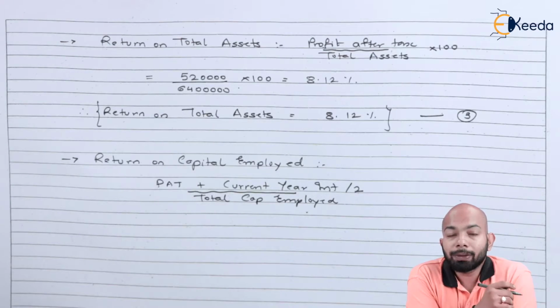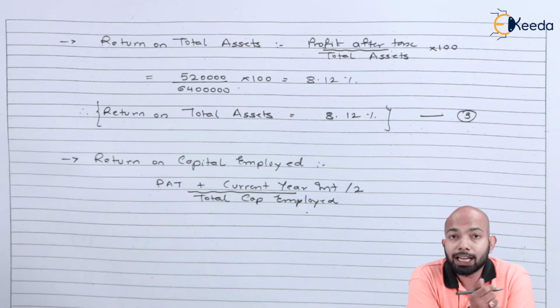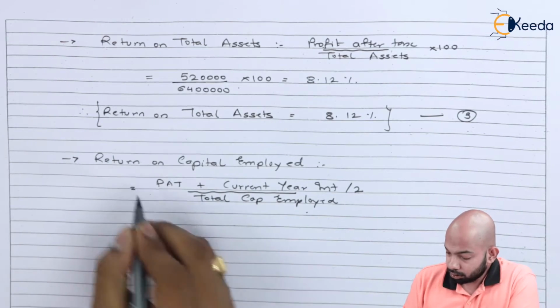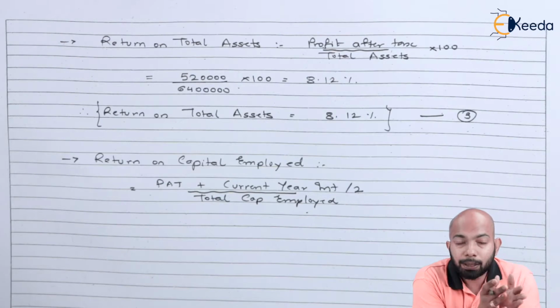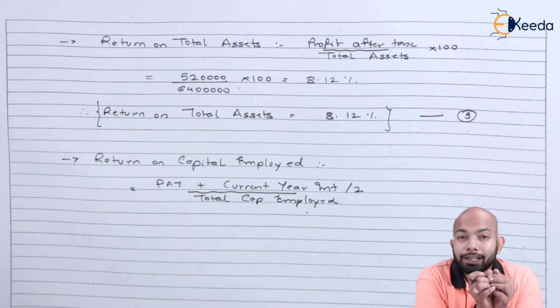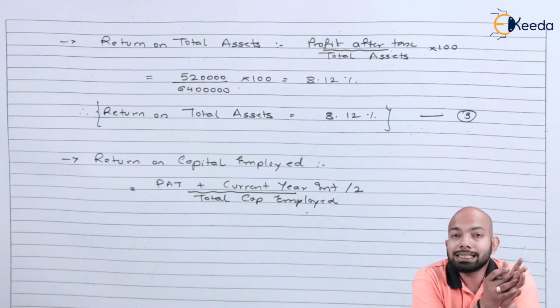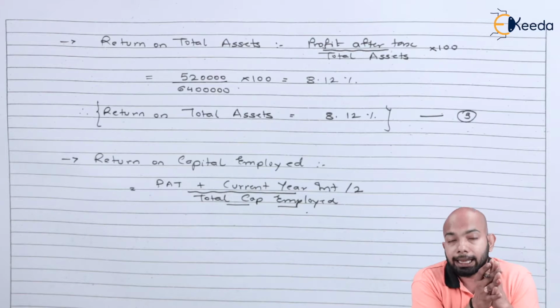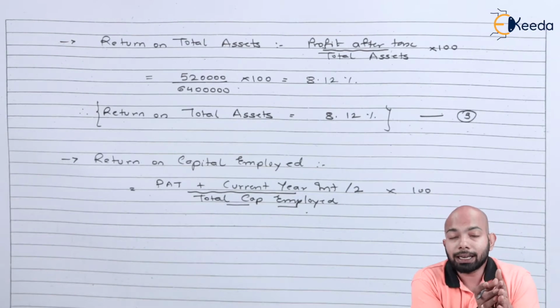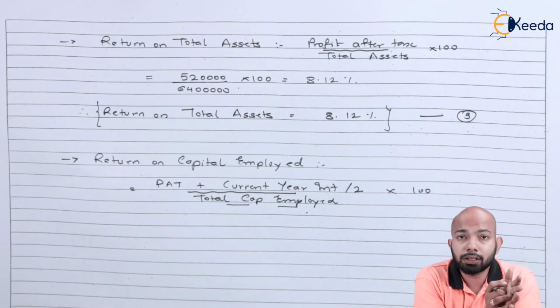So the next ratio that we'll be covering here is return on total capital employed. Now the formula has been mentioned down here. The formula states as PAT, profit after tax, plus current year's interest divided by 2, and the whole is divided by the total capital employed, and that is multiplied by 100, which will give us the format into percentage.